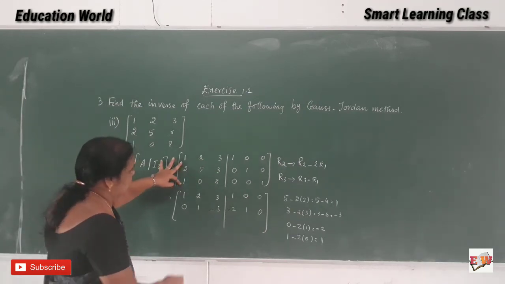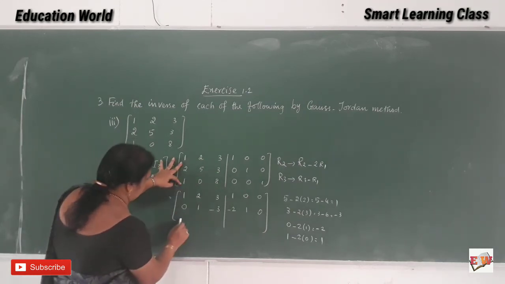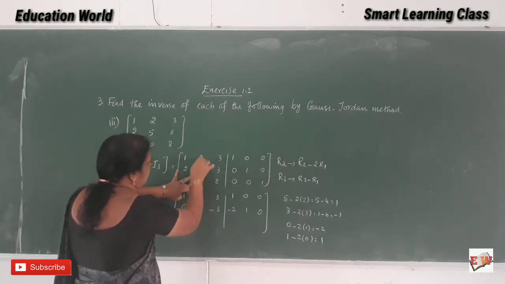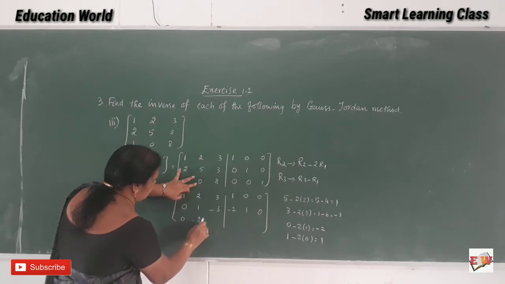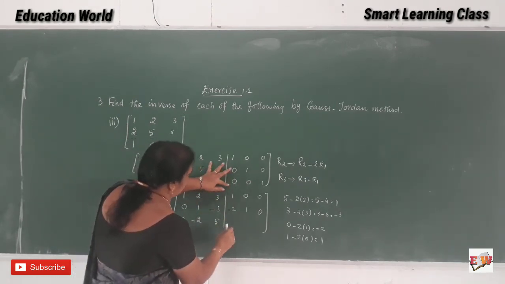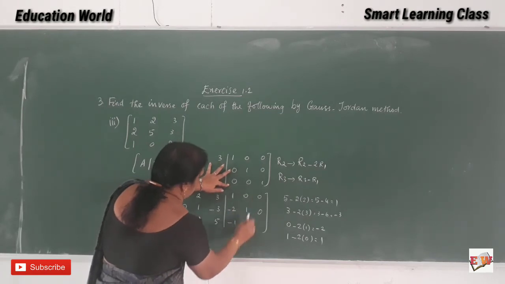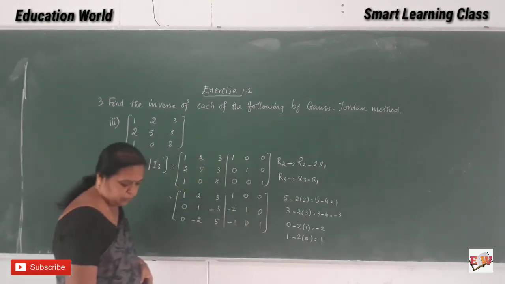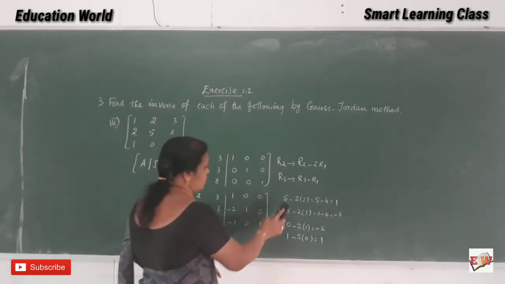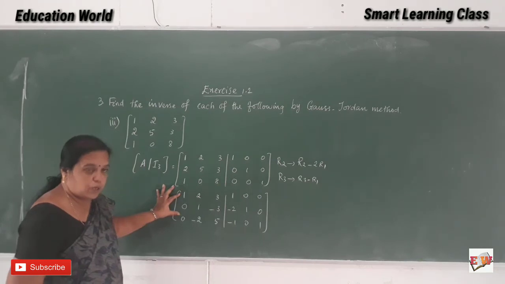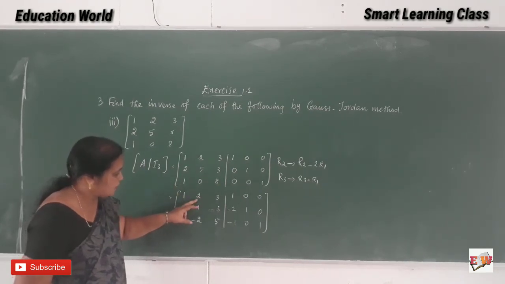R3 minus R1. See, 1 minus 1 is 0. 0 minus 2, minus 2. 8 minus 3, 5. 0 minus 1, minus 1. 0 minus 0, 0. 1 minus 0 is 1. See, first column is over. Now we come to this.